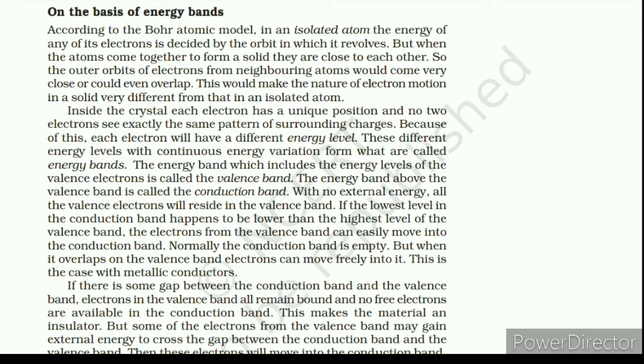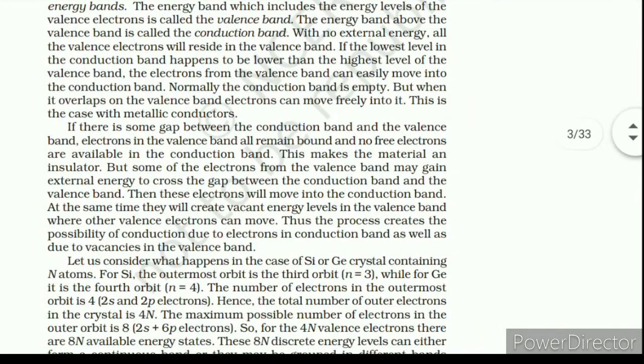For silicon, the outermost orbit is the third orbit, while for germanium, it's the fourth orbit. The number of electrons in the outermost orbit is 4, that is 2s and 2p electrons. Hence, the total number of outer electrons in the crystal is 4n. The maximum possible number of electrons in the outer orbital is 8. So, for the 4n valence electrons, there are 8n available energy levels.